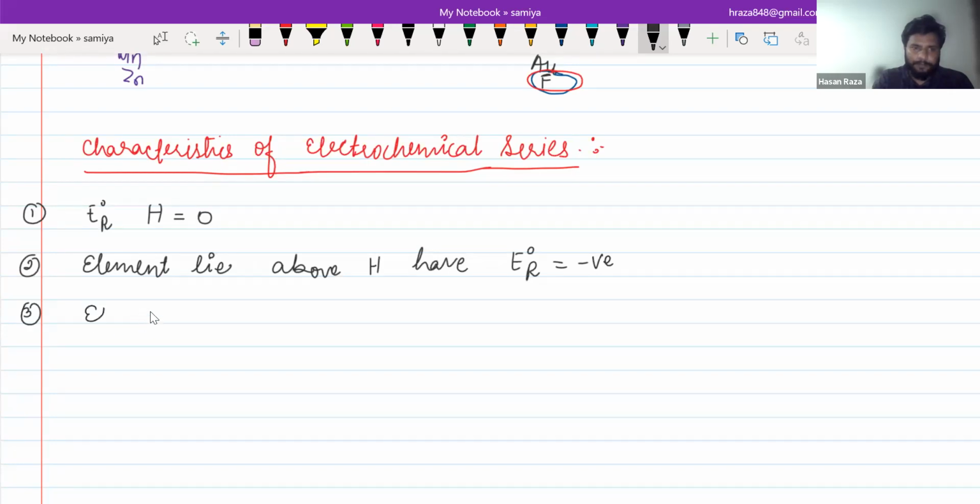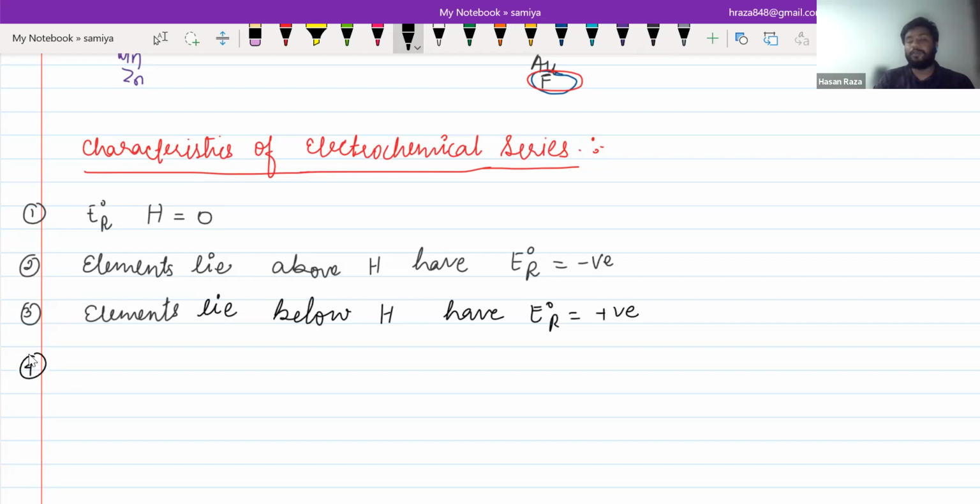And the third, elements lying below hydrogen have E naught R equal to positive. Next point we can write. You can see that above hydrogen it is negative and below hydrogen it is positive. That means from top to bottom, E naught R increases.